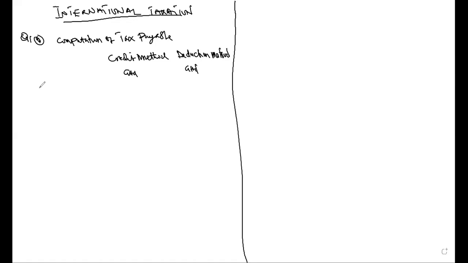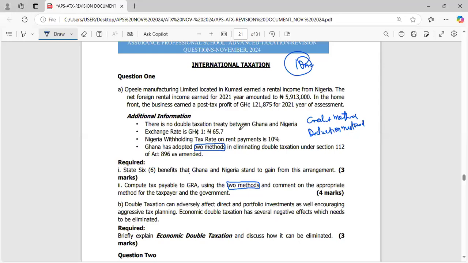So this question, what's the name of the company itself? Pele Opele Manufacturing Limited. It's located in Kumasi. So this will give you a hint of the tax rate. Kumasi tax will be at 18.75%.